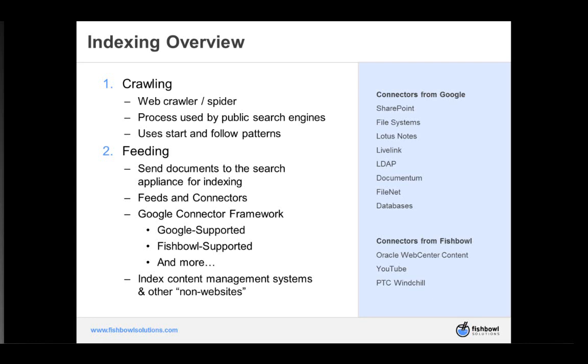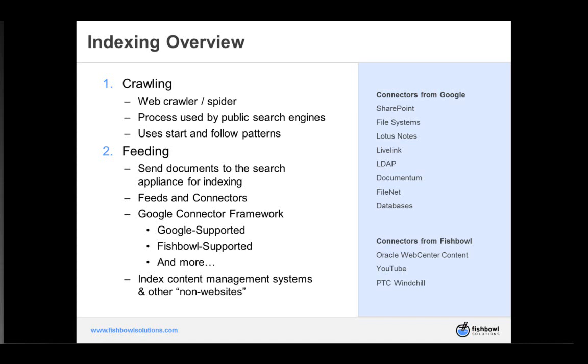So Google provides 8 different connectors for free as part of the search appliance that you can use. But using their same framework, they also open that up so that other partners like Fishbowl can create connectors to additional repositories, which expands the amount of different systems that you can index with your GSA. So some of you I know actually own some of our connectors already. We have connectors for WebCenter Content, YouTube, and PTC Windchill. And then beyond that, this framework can also be used to create custom connectors to index other systems.